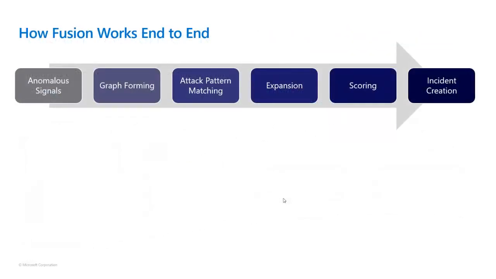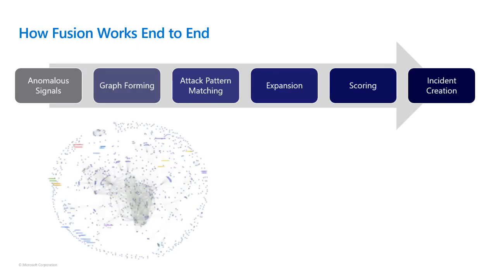On this slide, you can see how Fusion works end-to-end. Once the anomalous signals are in the Fusion pipeline, there are 4 steps that we go through: graph forming, attack pattern matching, expansion, and scoring. The first step Fusion takes here is to build a hyper-connected graph using the alerts and anomalies in your Sentinel workspace. The graph is constantly updated as new data comes in.